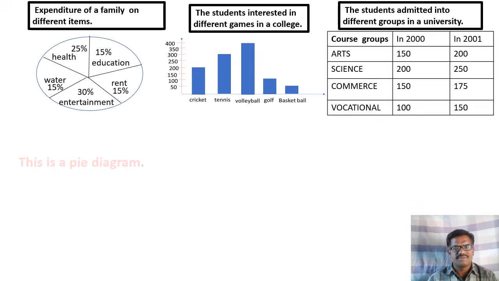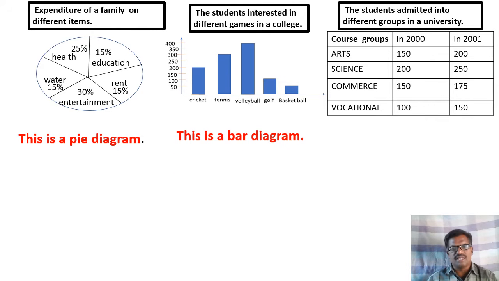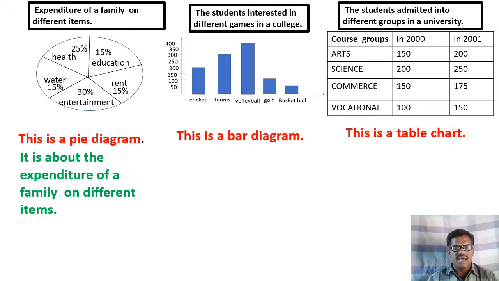How? Let us see. Looking at the pie diagram, we say this is a pie diagram. Looking at the bar diagram, we say as first sentence, this is a bar diagram. Looking at the table chart, we write this is a table chart. As second sentence, we write just the heading of the diagram. That is, it is about expenditure of a family on different items.